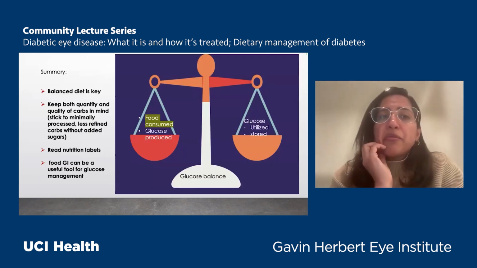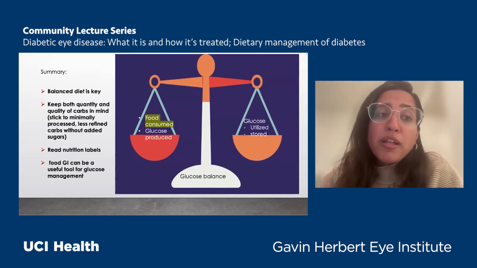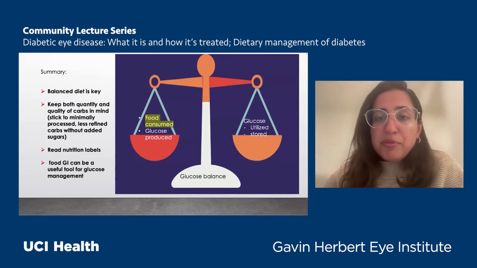So in summary, when it comes to the diet, a balanced diet is key. Keep both the quantity and quality of carbs in mind. Try to stick to minimally processed, less refined carbs without added sugars. Read nutrition labels, and the glycemic index could be a useful tool for glucose management.